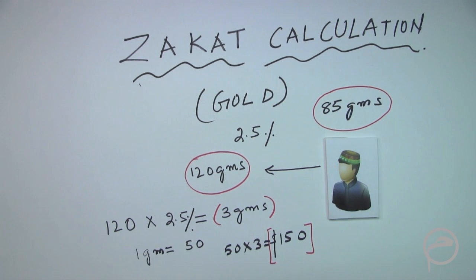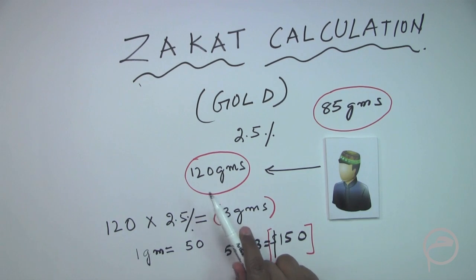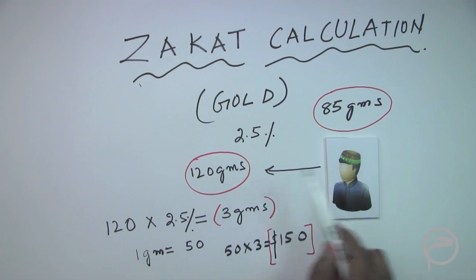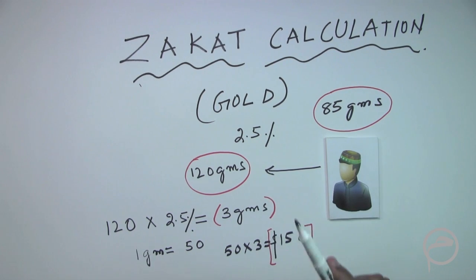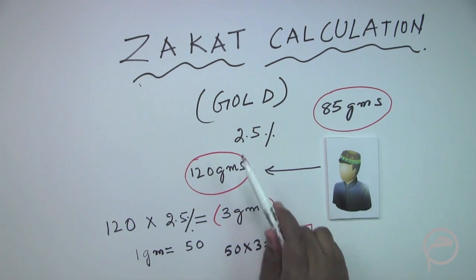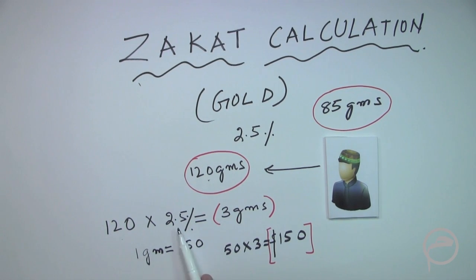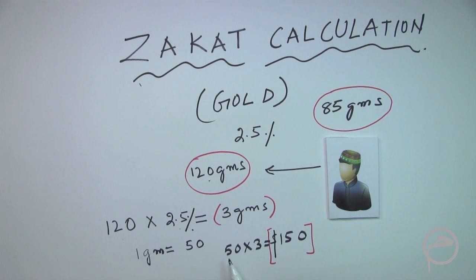So as we have understood, if this person has 120 grams of gold, which is more than the required nisab level, then he has to pay. And if he is using the lunar calendar to calculate his zakat annually, then he has to pay 2.5% of 120. So 120 into 2.5% is 3 grams. And if the value of 1 gram is $50, therefore $50 into 3 grams is equal to $150. So this person has to pay $150 as zakat to the poor people.